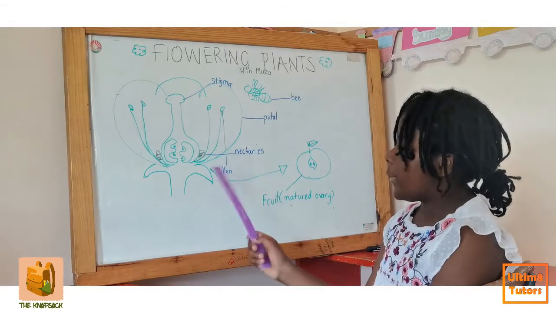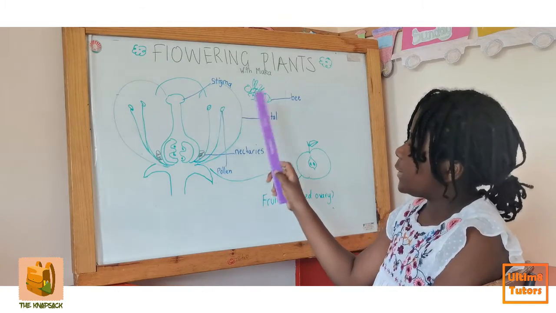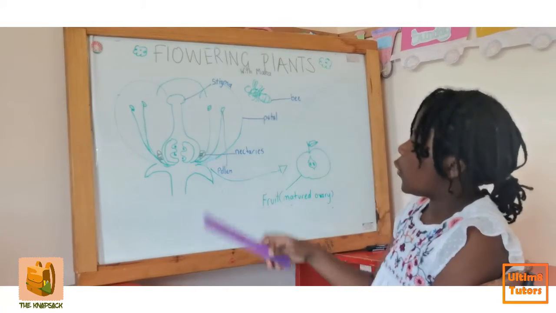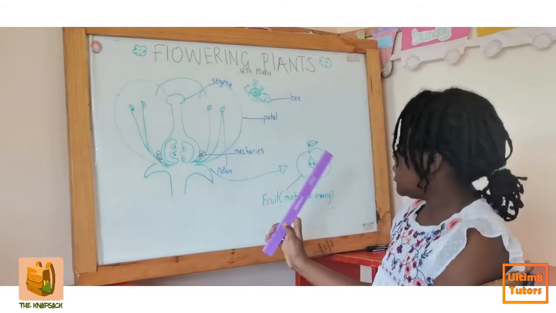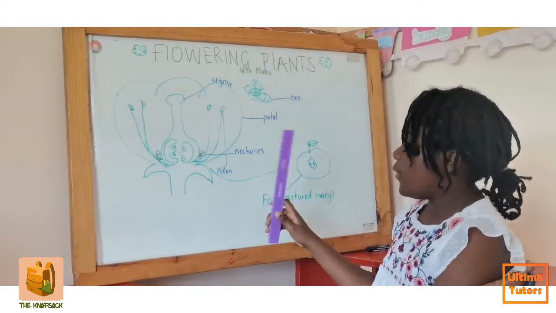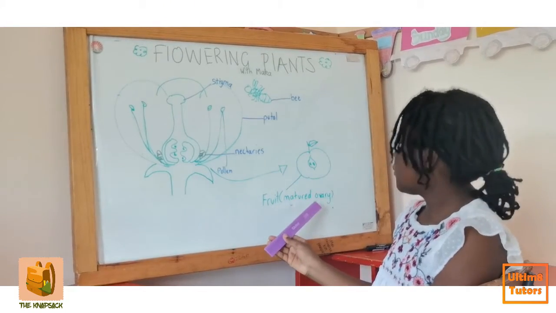After pollination happens, all of the other parts of the flower, the female part, the male part, the petals, all dry up and fall off. The ovary then matures into a fruit, and the ovule is the seeds that are inside the fruit.